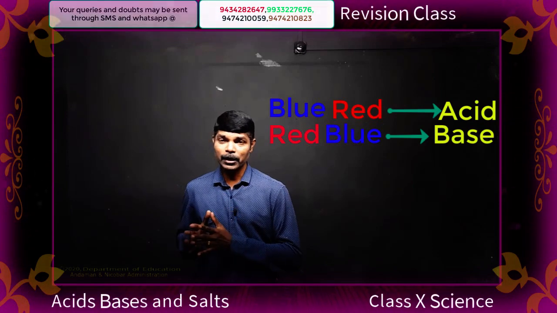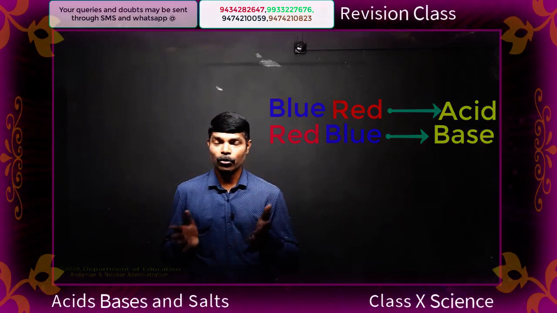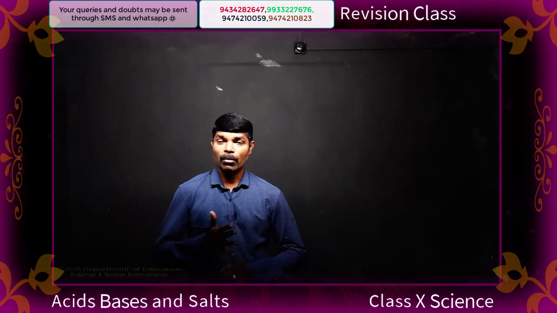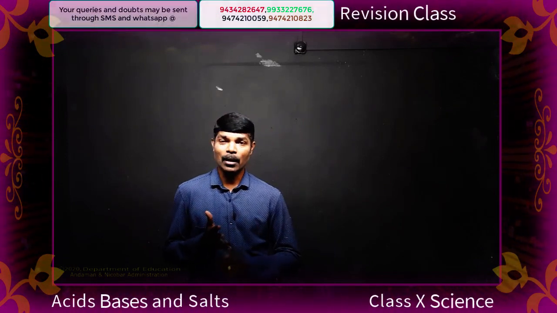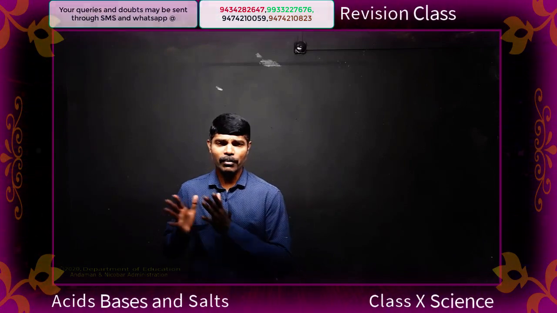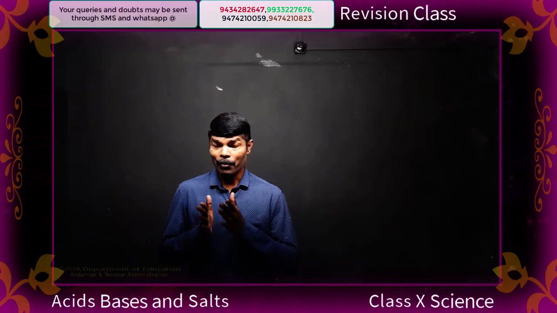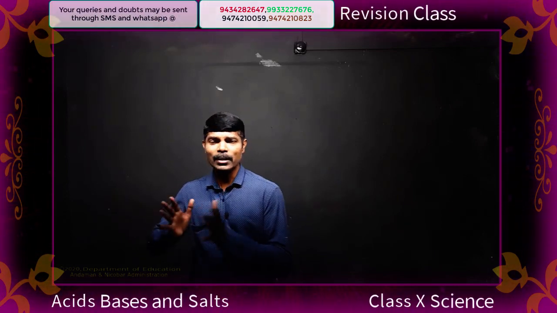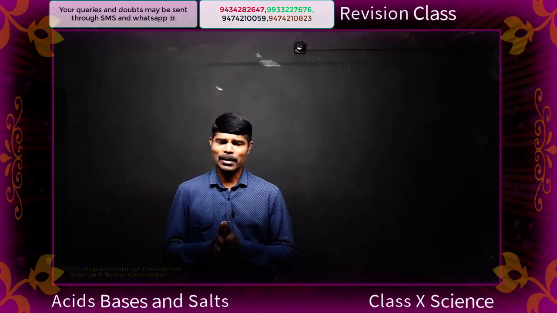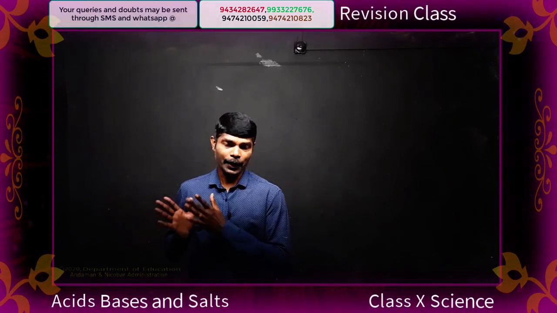Apart from litmus paper and solution, there are various other indicators that can also be used. Phenolphthalein is one indicator, methyl orange is another. These are synthetic indicators. Some natural indicators are China rose and turmeric powder. You must have studied these in the lower classes and in previous learning.